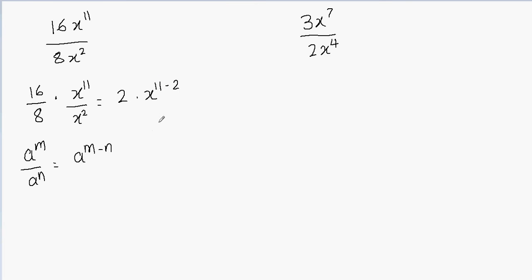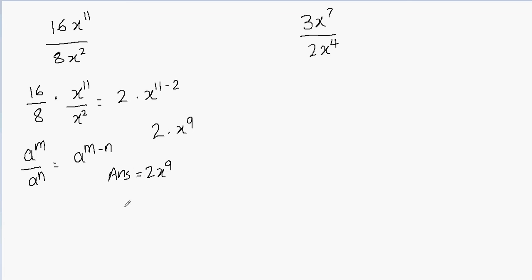Okay, now let's simplify this. This will be equal to 2 times x raised to the power 11 minus 2, which is 9. So my answer will be 2 times x to the power 9. This is my final answer.